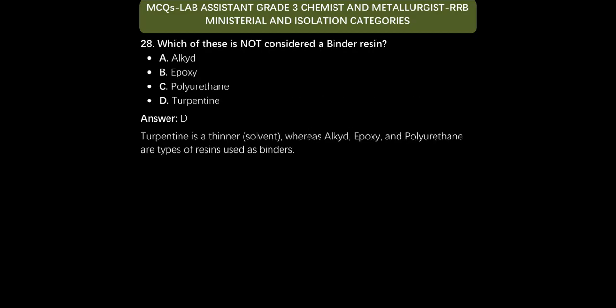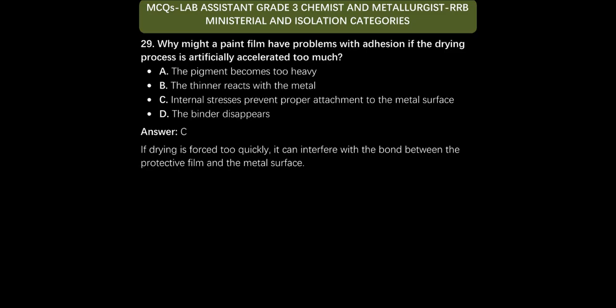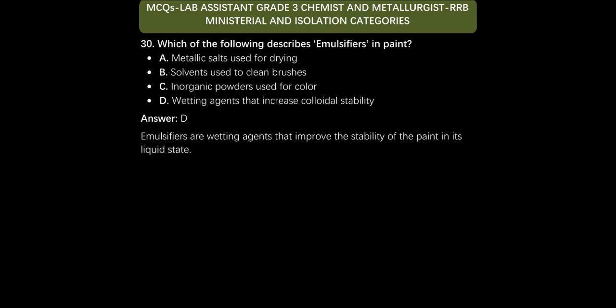Which of these is not considered a binder resin? Option D, turpentine. Why might a paint film have problems with adhesion if the drying process is artificially accelerated too much? Option C, internal stress prevents good attachment to the metal surface. Which of the following describes an emulsifier in paint? Option D, wetting agent that increases colloidal stability. Thank you.